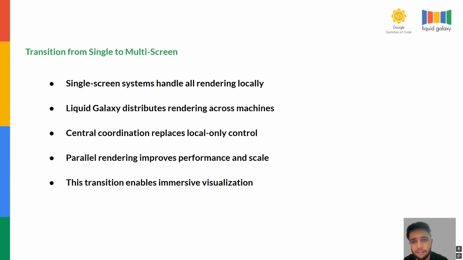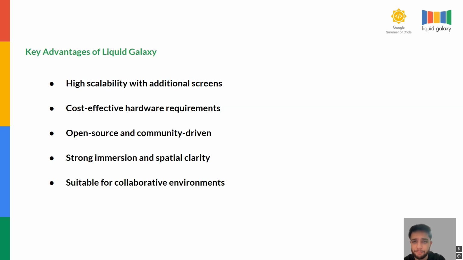A single screen system handles all rendering locally. Liquid Galaxy distributes rendering across multiple machines. Central coordination replaces local-only control, and parallel rendering improves performance and scalability. So this transition enables immersive visualization. Then we have the key advantages of Liquid Galaxy.